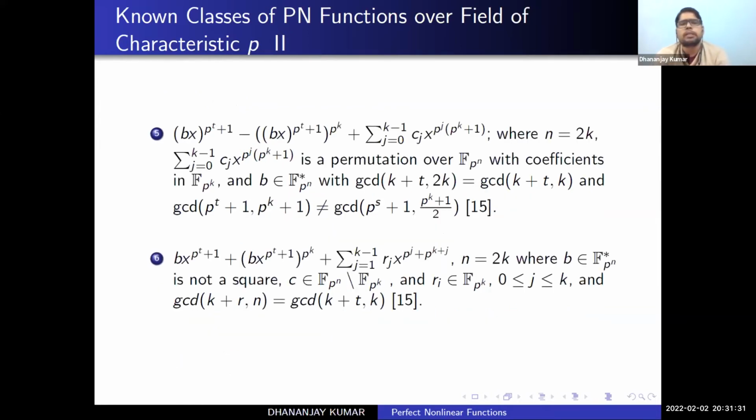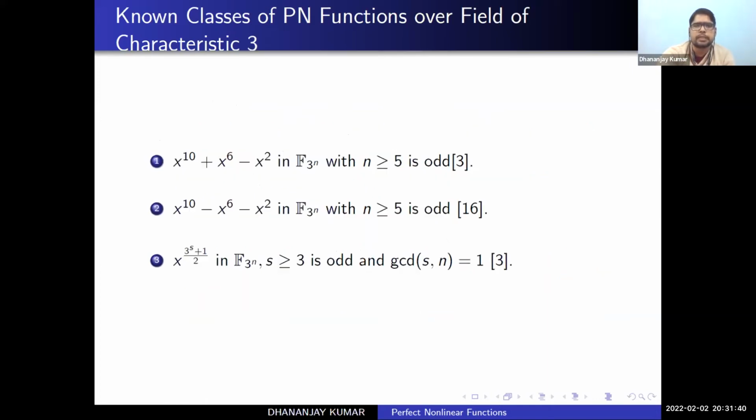and two more classes of perfect nonlinear functions are here. Some perfect nonlinear functions over the field of characteristic 3 are given in this list: x^10 + x^6 - x^2 in the field F_{3^n}, where n is greater than or equal to 5, and x^10 - x^6 - x^2 in this field F_{3^n} when n is greater than or equal to 5 again, and x raised to the power (3^s + 1)/2 in F_{3^n}, where s is greater than or equal to 3 and odd, and gcd(s, n) is 1.